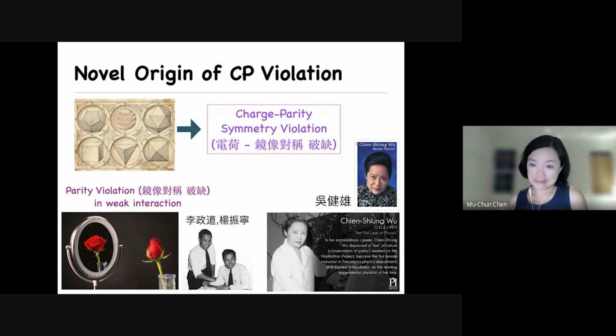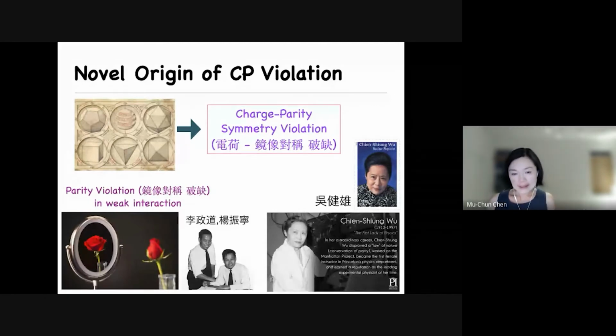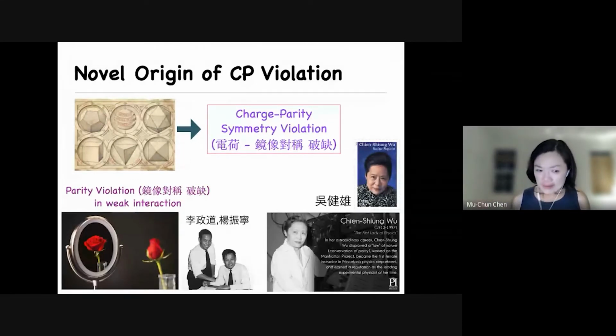So this is 电荷 and mirror symmetry, 镜像对称破失, yes. And of course, the CP violation is something very important in order to explain the matter-antimatter asymmetry of the universe. And some of you may be familiar with parity symmetry violation, 镜像对称破失, in the weak interaction, and this was theoretically proposed by Yang Zhening and Li Zhendao and discovered experimentally by Madame Wu Jianxiu. So it's actually pretty exciting. There's a lot of connection here.